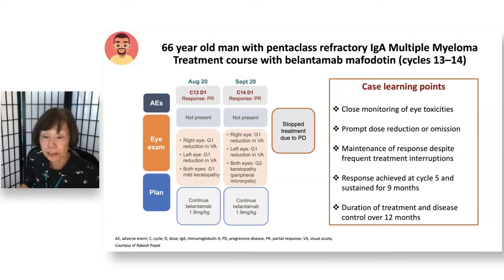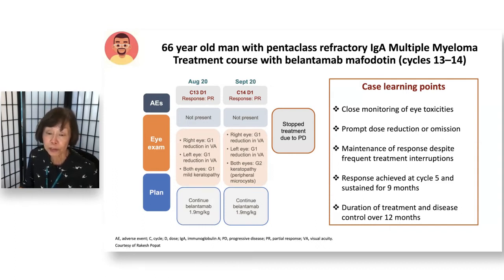Now, this patient, unlike some other patients we've treated with belantamab, did not ever achieve a deep response in terms of VGPR or CR, but he maintained the response over a long period of time with relatively infrequent infusions of belantamab. We need to remember to undertake prompt dose reduction or omission. He achieved a response at cycle 5, and he was able to sustain this for 9 months despite interruption of treatment.